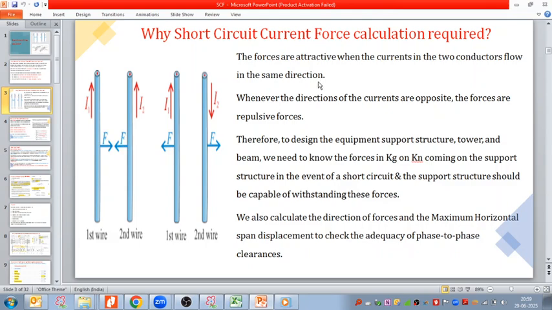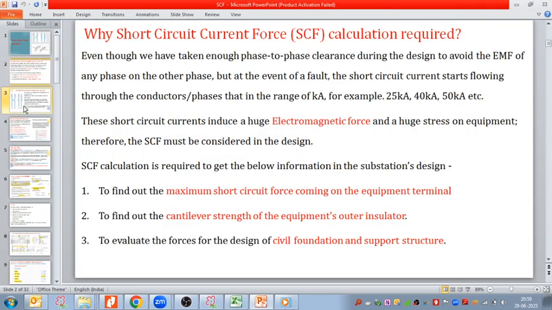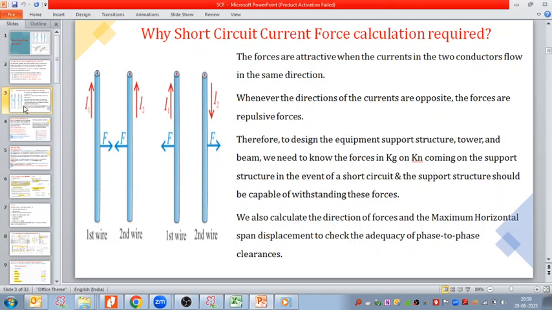I hope I am clear so far on why we are going to calculate these forces. What is the objective behind this calculation?